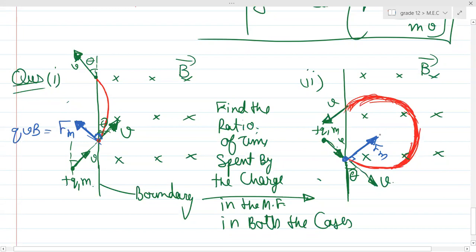Can you see? In this case, the center will lie over here, and in this case, the center will lie over here. Can you understand both the cases? Most of the circle is incomplete in this case, and most of the circle is complete in this case. Are you understanding my point? Yes. So basically, this was the only difference. The trajectory 1 was shorter inside, and trajectory 2 was longer.